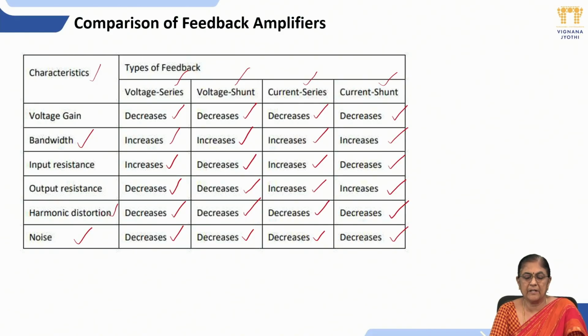In voltage shunt feedback amplifier, input resistance and output resistance both decrease. In current series feedback amplifier, input resistance and output resistance both increase. In voltage series feedback amplifier, input resistance increases and output resistance decreases. In current shunt feedback amplifier, input resistance decreases and output resistance increases.